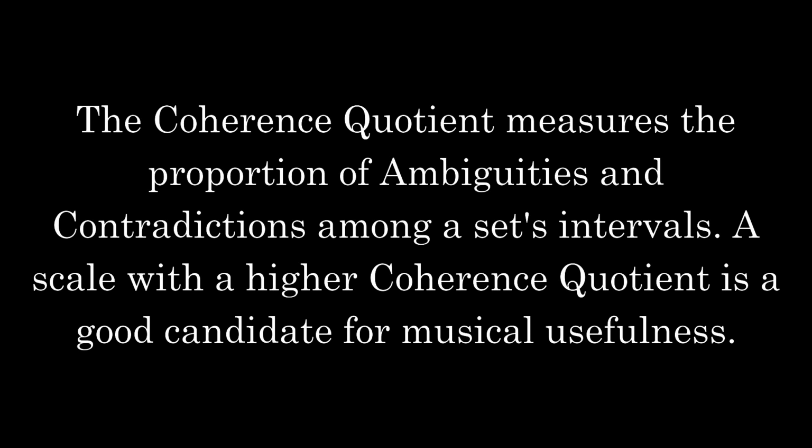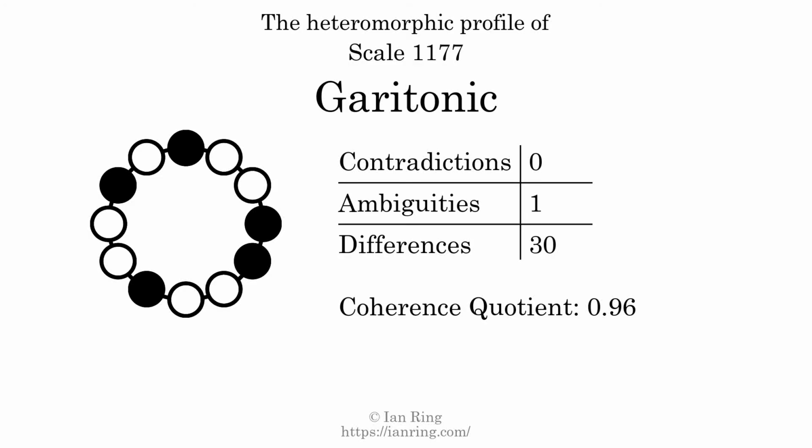The coherence quotient measures the proportion of ambiguities and contradictions among a set's intervals. A scale with a higher coherence quotient is a good candidate for musical usefulness. The coherence quotient is 0.96.